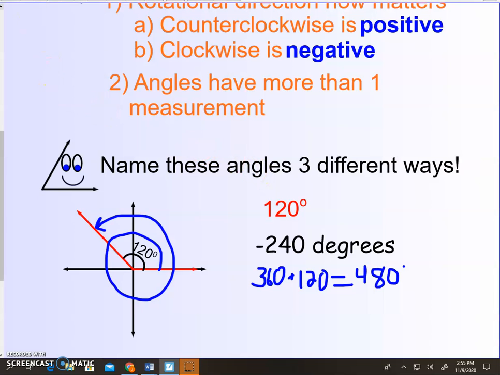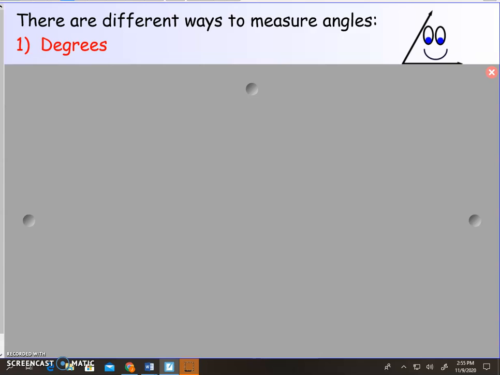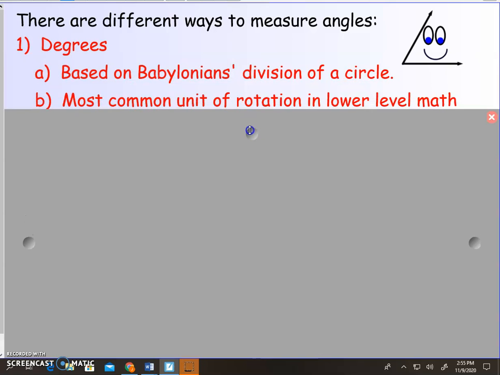So there's a lot going on here that helps us decide how to measure these angles. And there's more. Up till now, in your entire schooling career, we've been measuring in degrees. But degrees are very random. They're based on the way the Babylonians divided a circle. Nobody quite knows why they said 360 degrees make up an entire rotation. It's fairly confusing.